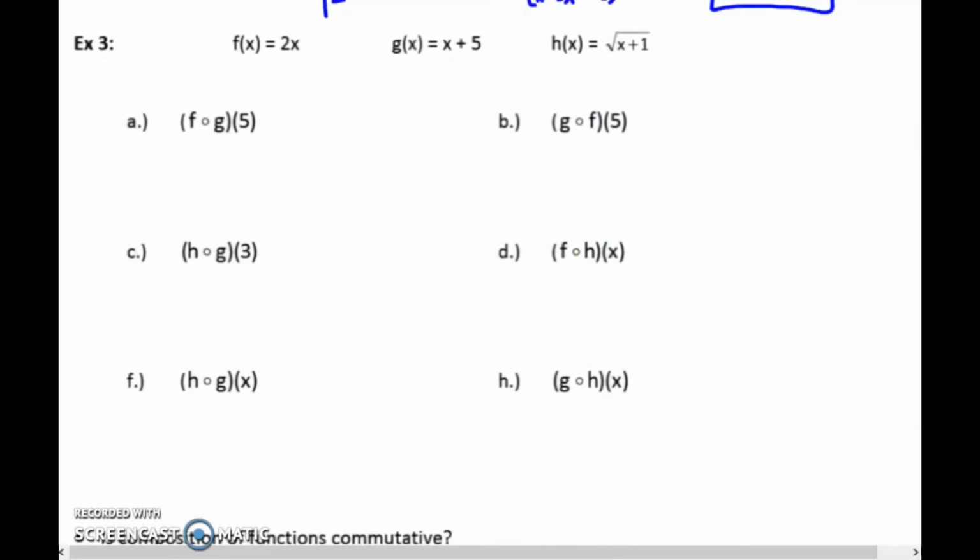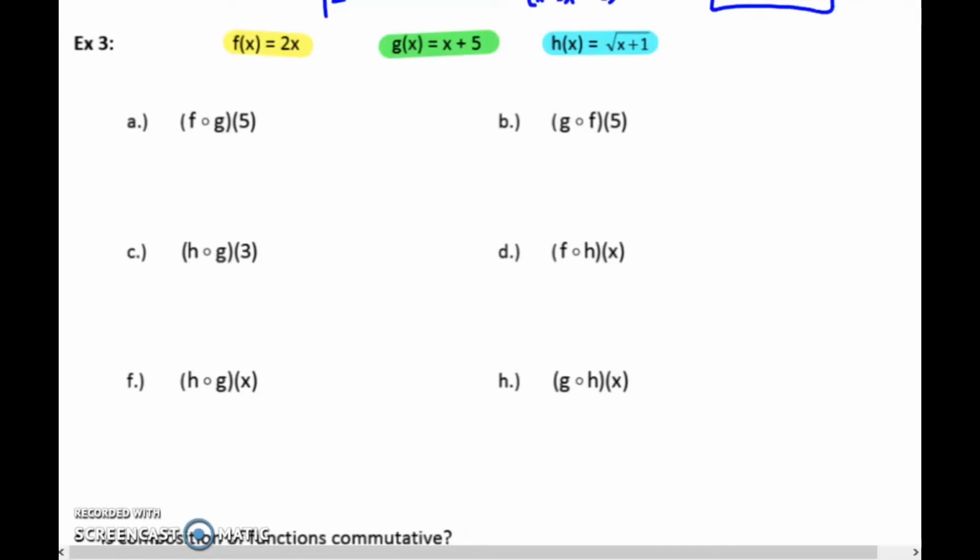Hey everyone, welcome back to Unit 1, Day 2. We're going to pick up right where we left off with compositions here. And we're going to talk about 3 new functions. I've got f of x equals 2x. So the f of x function is going to be taking 2 times the input. g of x is x plus 5. So g of x is going to be input plus 5. And finally, h of x is the square root of x plus 1. So we're going to be taking our input, adding 1, and then taking the square root.